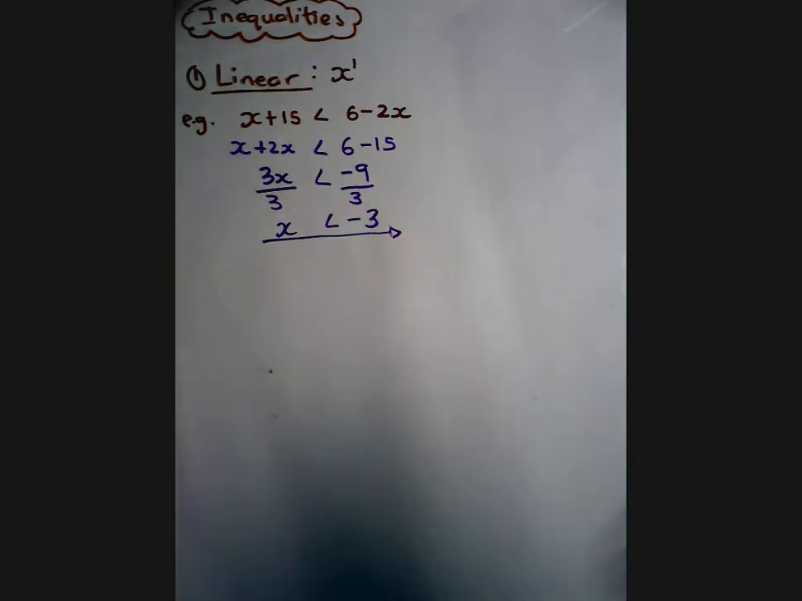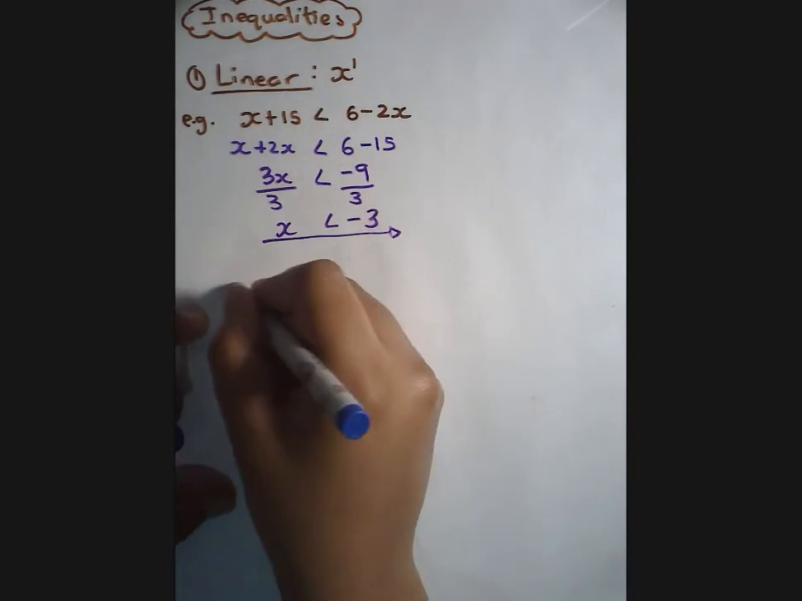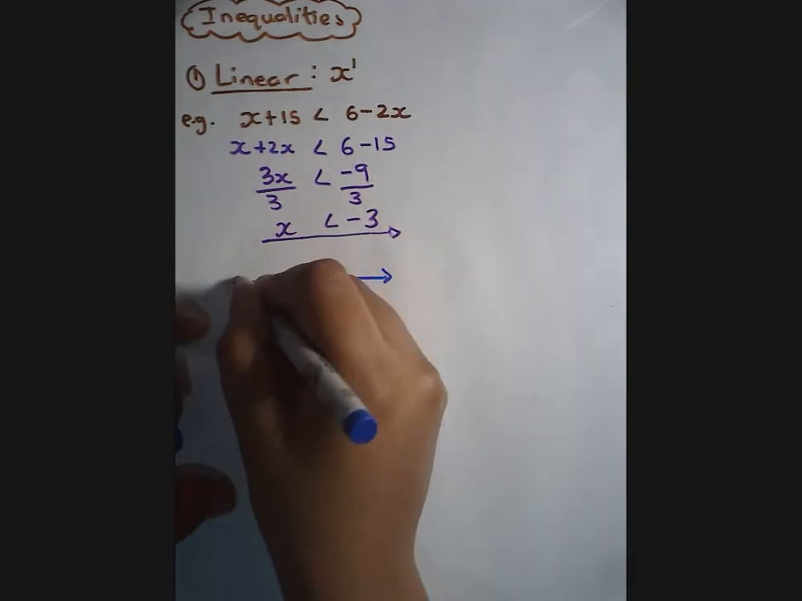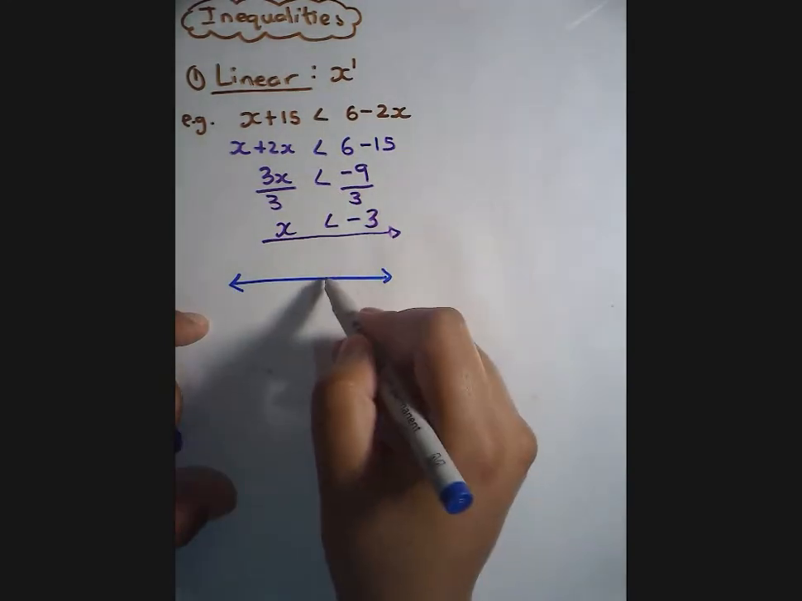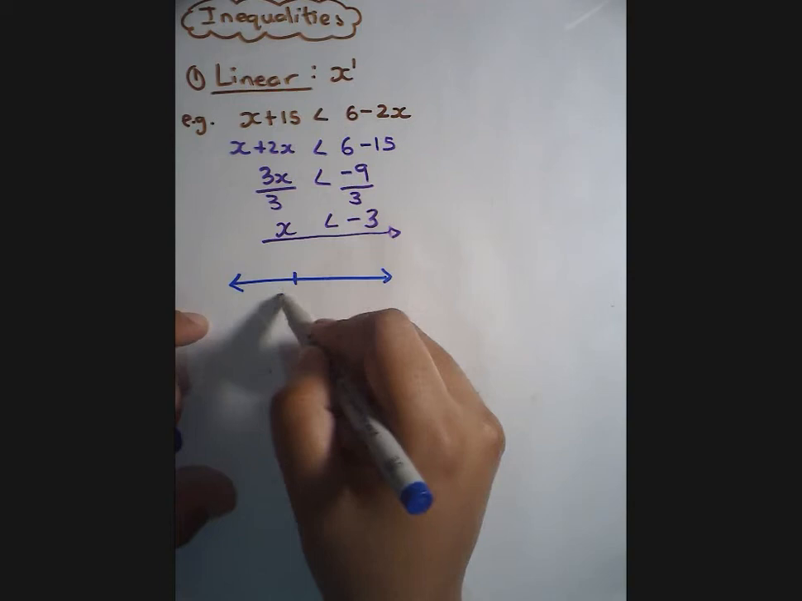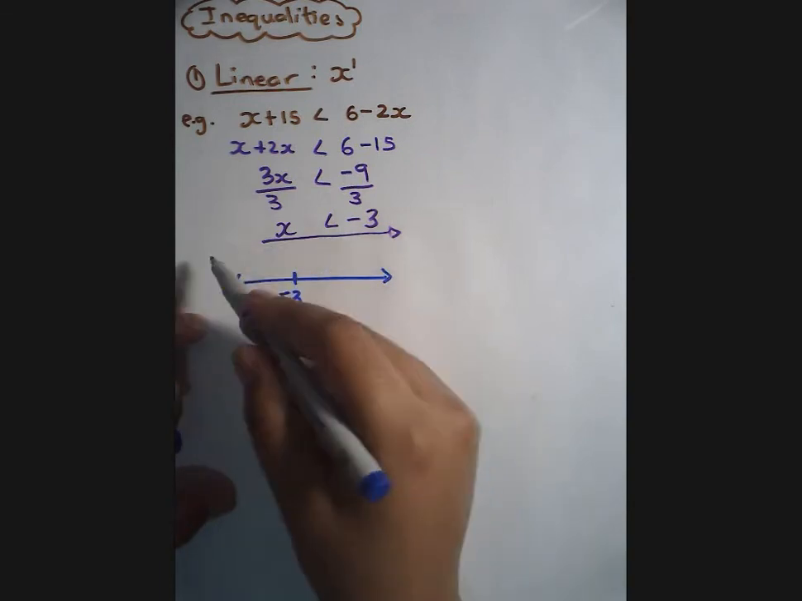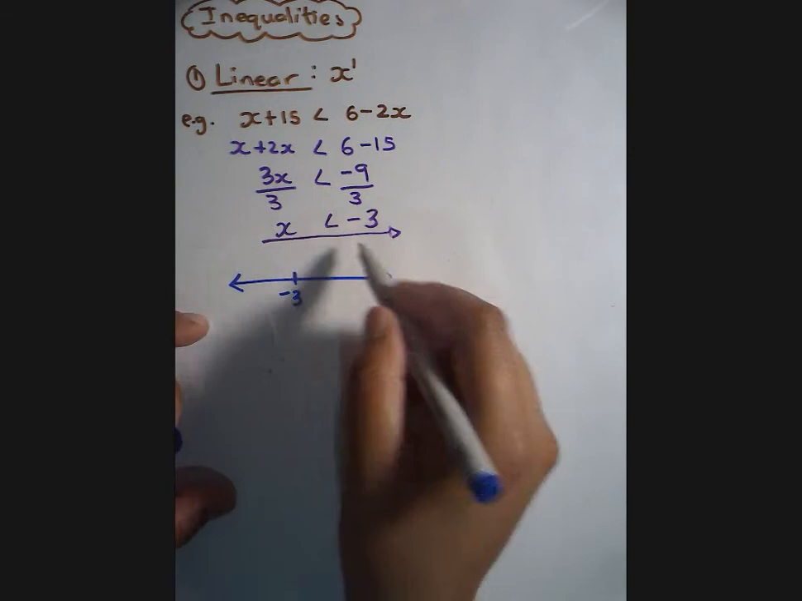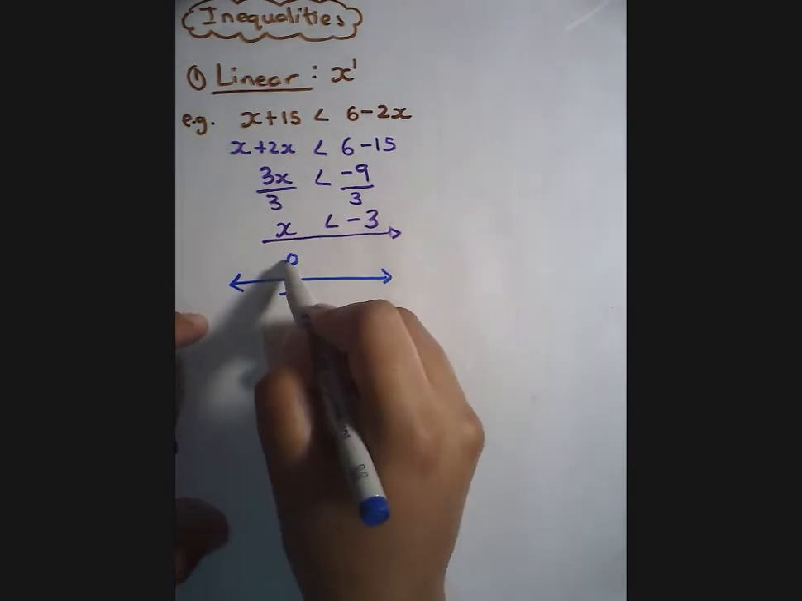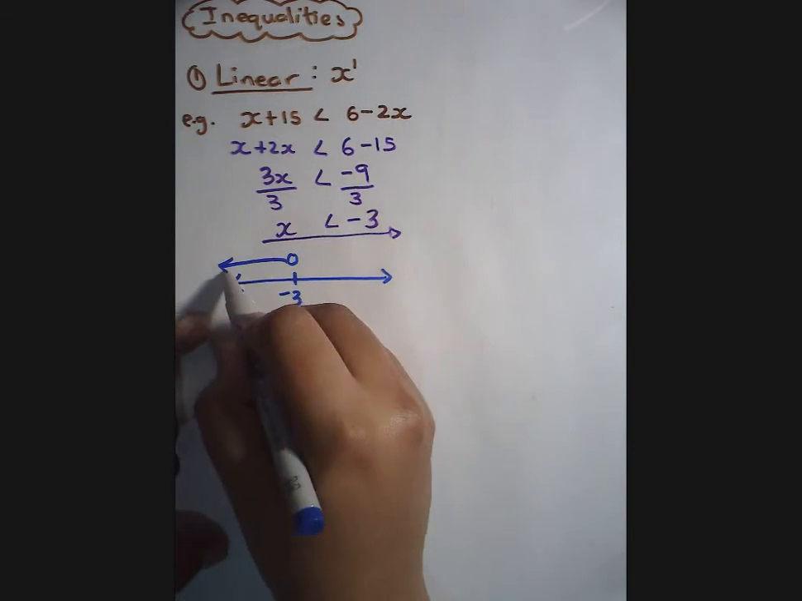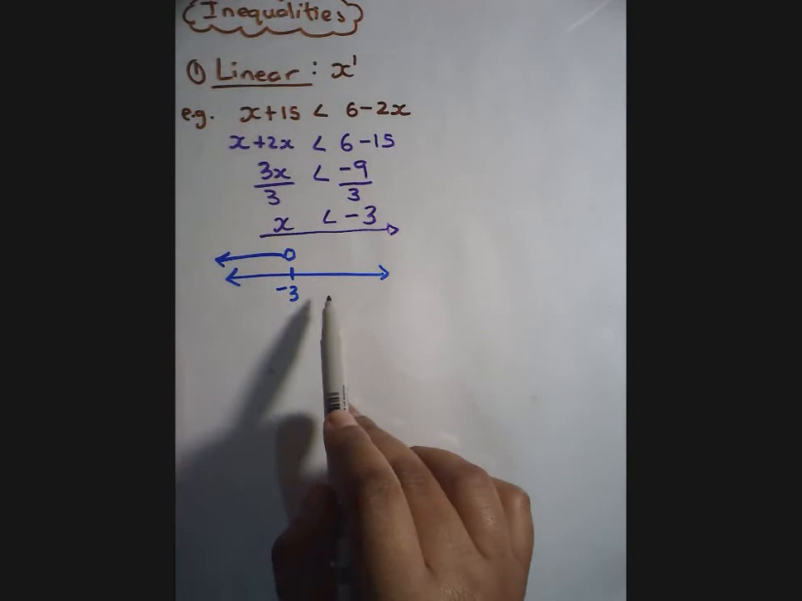So when you show it on the number line, you're going to say, right, minus 3. You can make a number line like this. Then you'll have minus 3 here, and it's less than, so it's towards the left hand side, but there's no equal to sign, so it's going to be an open circle and it's going to go towards the left like that. So that's my inequality graphically. So this is my linear one.